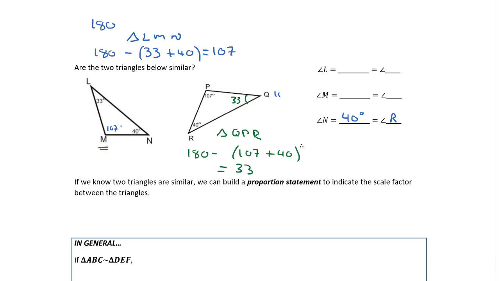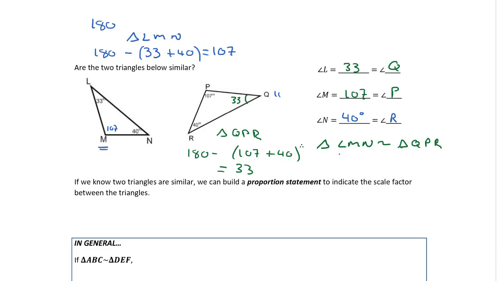Now we can see that the corresponding angle to angle L is angle Q, and they both measure 33 degrees. The corresponding angle to angle M is angle P, and again, they also measure the same 107 degrees. We can see that the corresponding angles in triangle LMN are the same as the corresponding angles in triangle QPR. That means that these two triangles are similar. So therefore, triangle LMN is similar to triangle QPR.